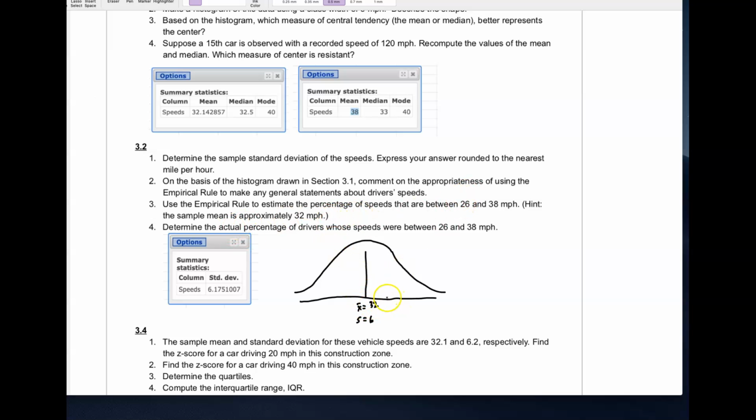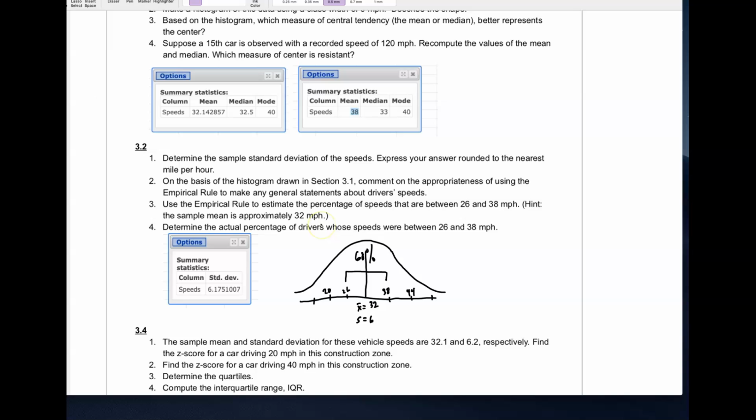We're just rounding off. What we learned is that the distribution of data with this type of information is described by standard deviations. This would be 1 standard deviation, this would be 2 standard deviations away, and likewise on the other side. Using the empirical rule, between here and here is 68% of the data. So 68% of the data would be between 26 and 38.